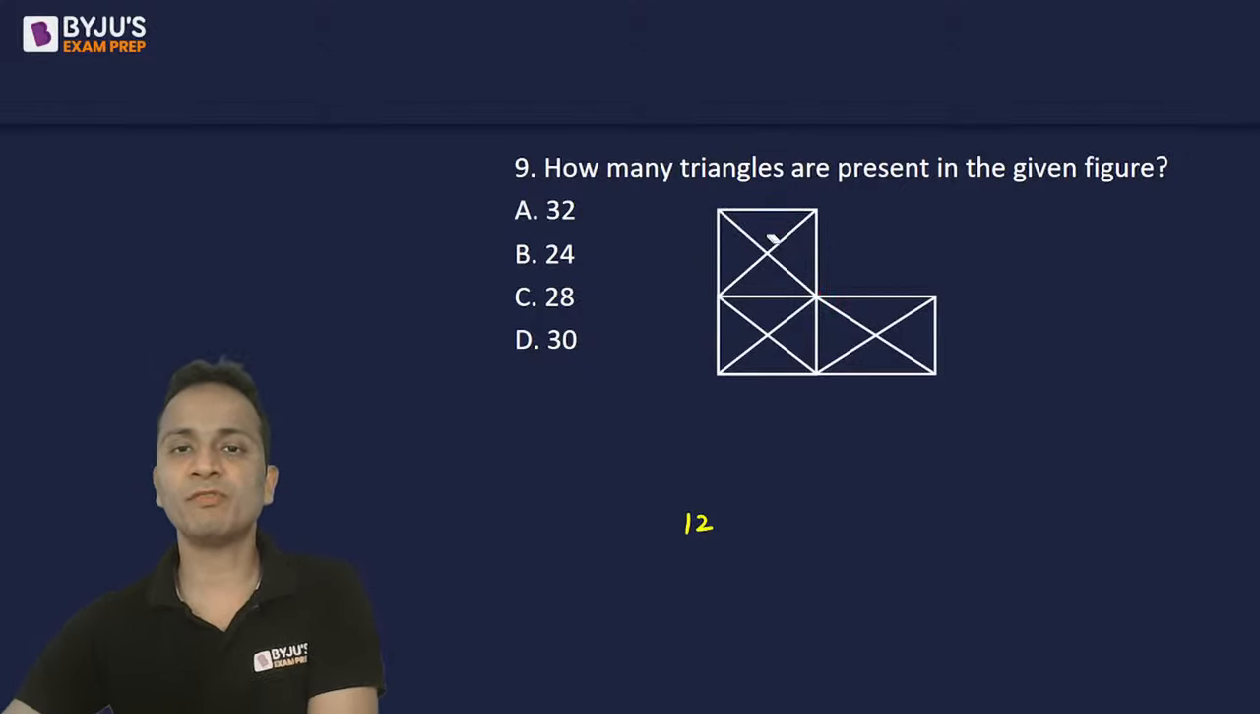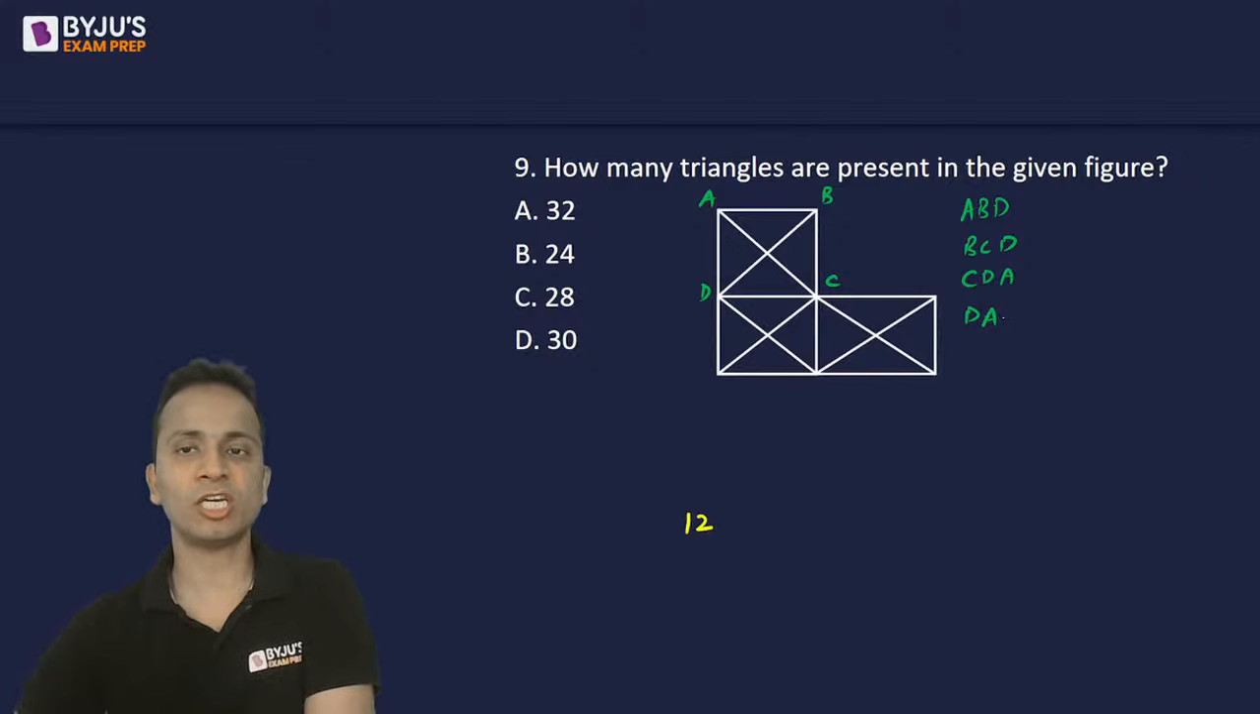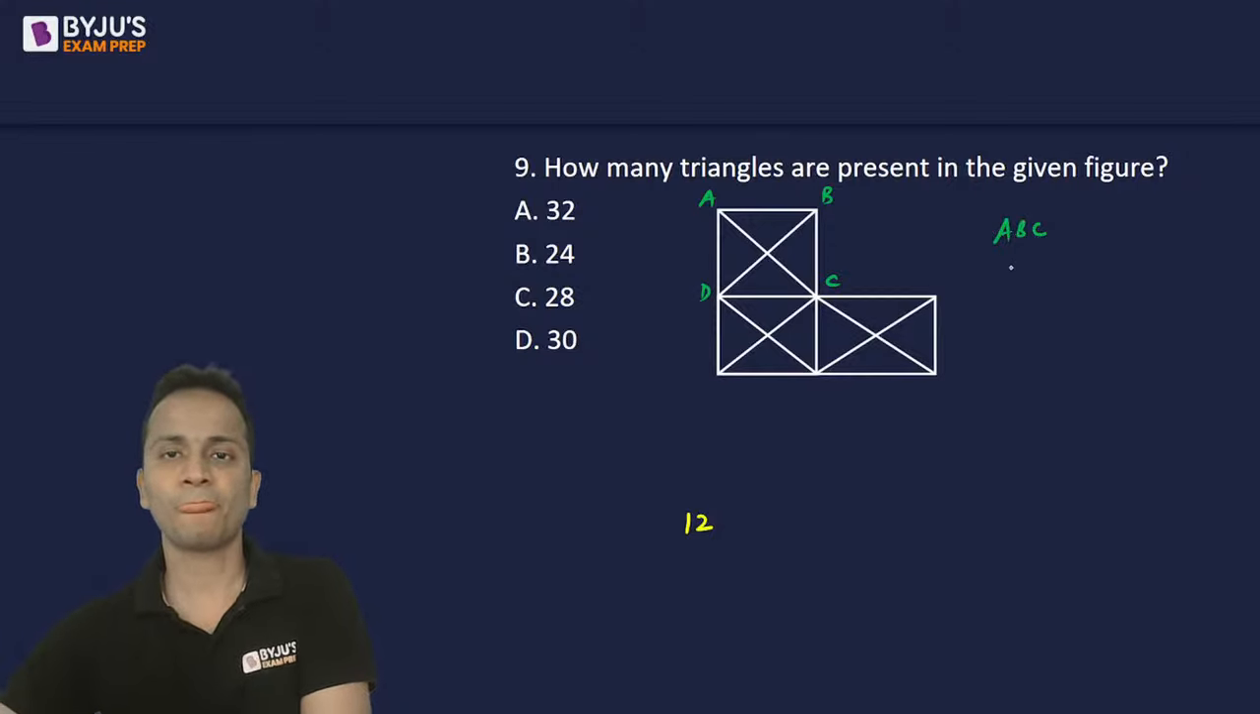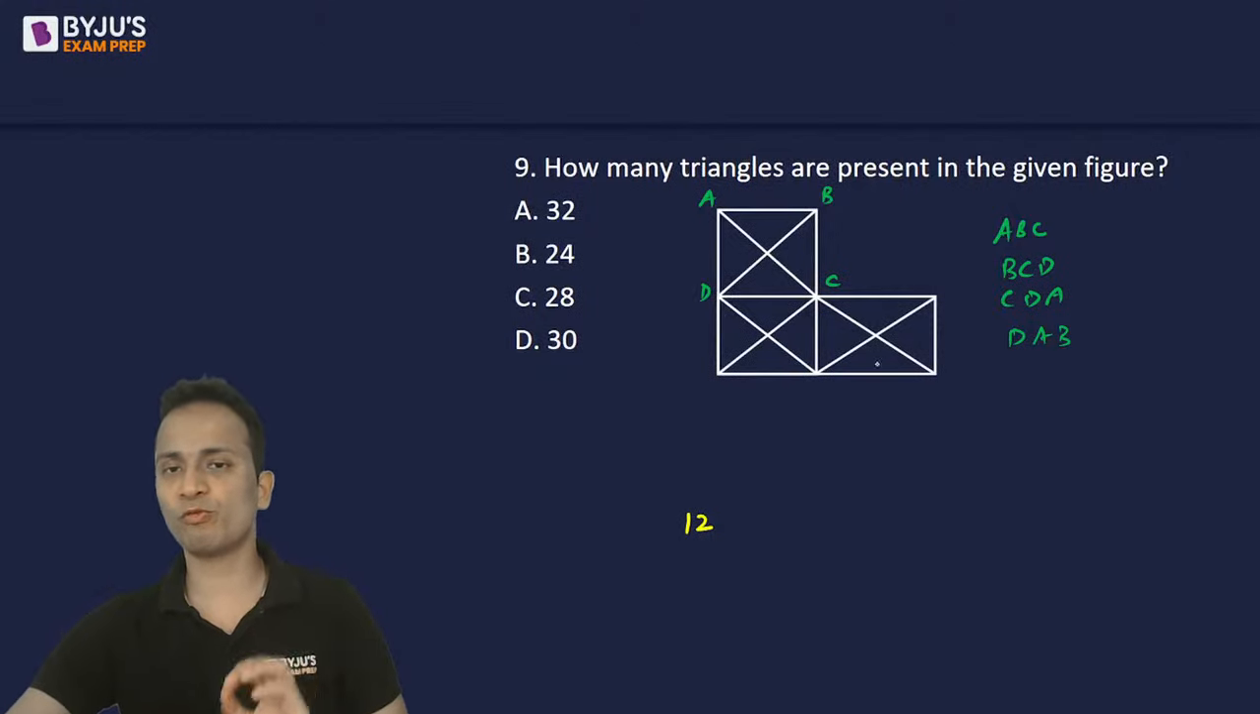Or if I write the name of the vertices, then it will be easier for you to recognize. So if I say that this has A, B, C, D, four vertices, one of the triangles will be A, B, D, then B, C, D, okay? A, B, D, B, C, D, then C, D, A, and then D, A, B. Alright, so let me write these four triangles again. So A, B, C, B, C, D, C, D, A, and D, A, B. These are four triangles. Okay, so in every square, there will be four triangles like this.